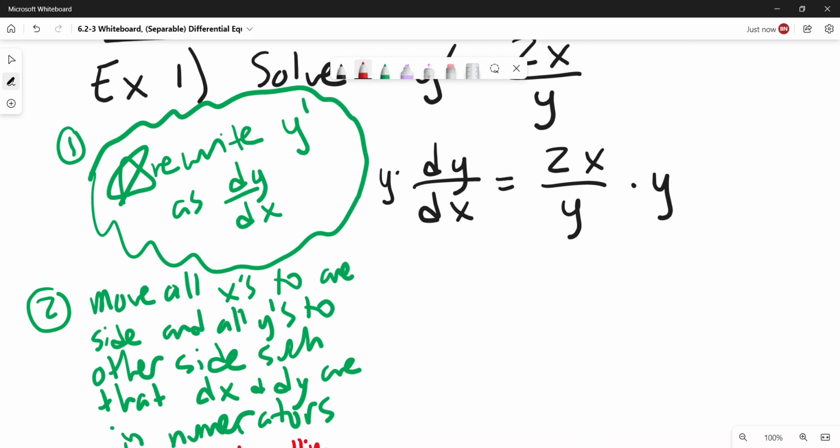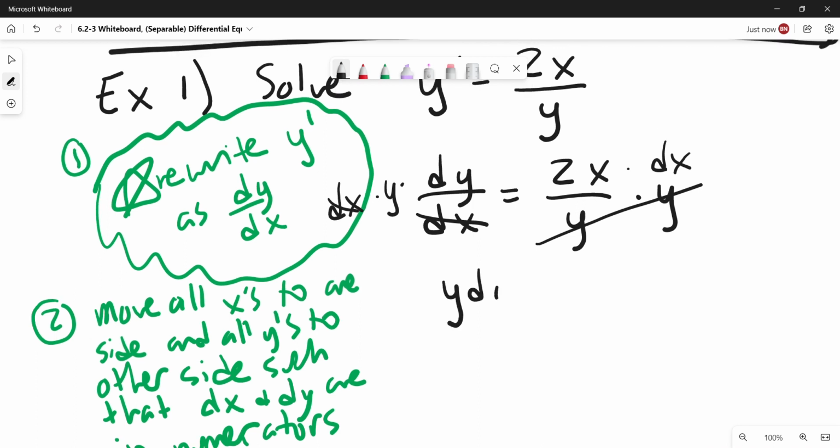Okay, so this means that y goes to the left side. Great. Now we need the x to go to the right side, so we also need to multiply that side by dx. So that goes away, and multiply this side by dx. So on this side we have y dy equals 2x dx, right? It's usually not going to look this simple, but it is what it is.